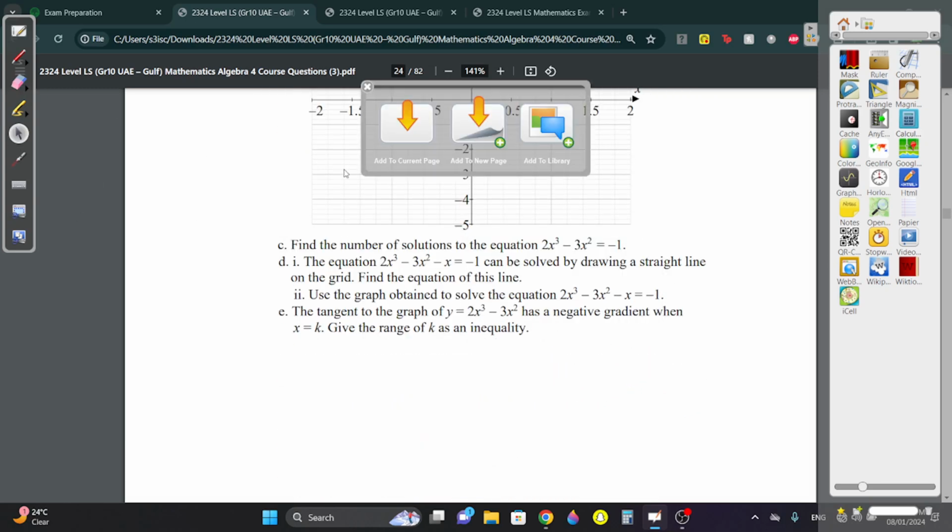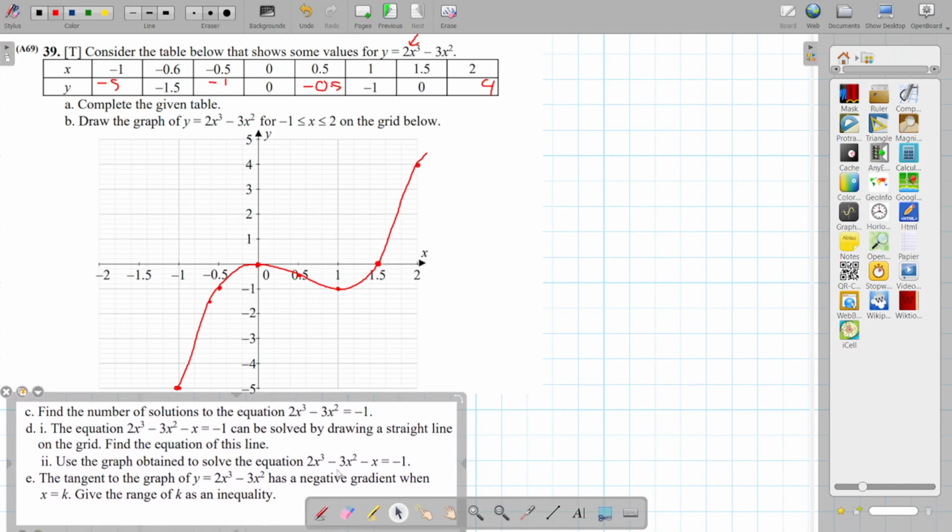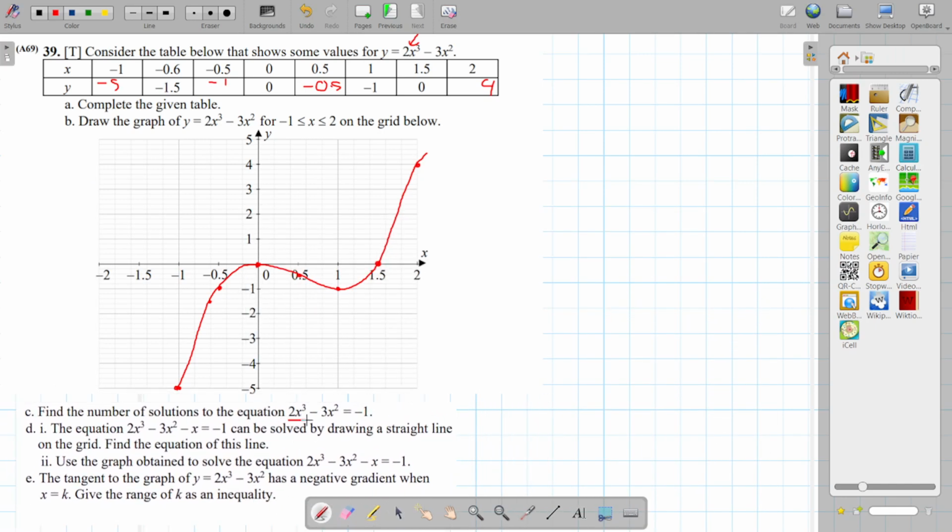So you take this one. Find the number of solutions to the equation 2x cubed minus 3x squared equals -1. Okay, what we just graphed is 2x cubed minus 3x squared.